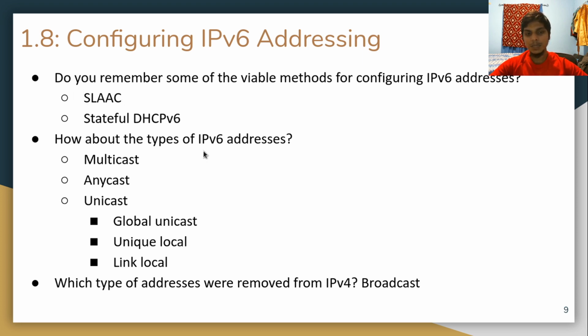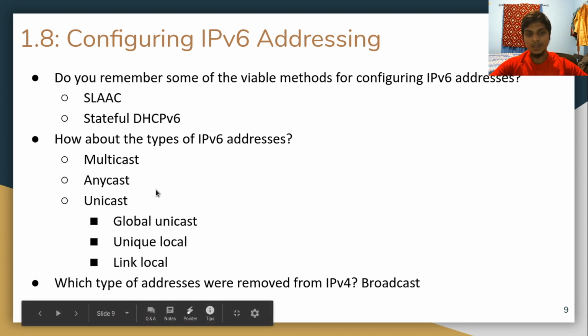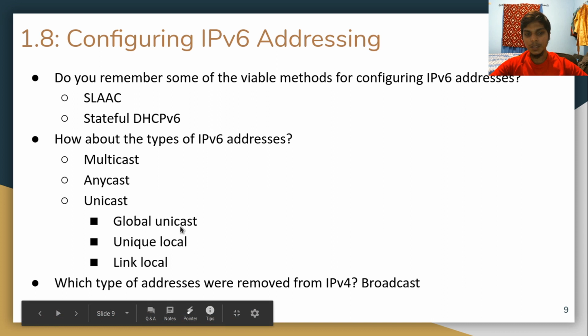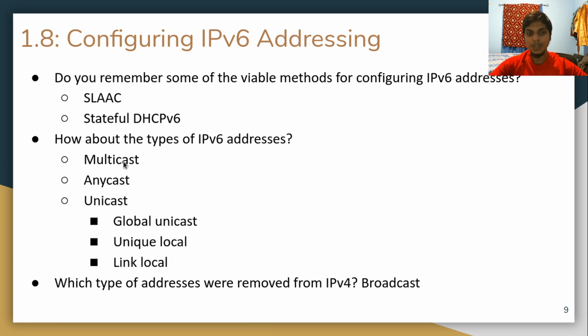Now, how about the types of IPv6 addresses? Hopefully you will remember these big classes. We had multicast, anycast, and unicast addresses. And then within unicast addresses, we had global unicast addresses, unique local addresses, and link local addresses. And of course, which type of address was removed from IPv4? Broadcast. We had broadcast addresses in IPv4, we don't have them in IPv6. It was removed and replaced by directed multicast.